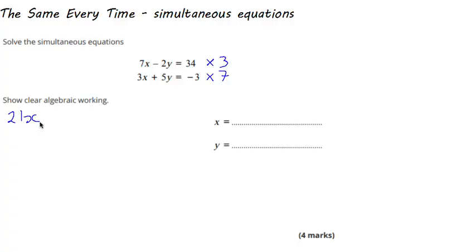21x. Then be a little bit careful. Negative 2 times 3 will give me negative 6y. And then 34 times 3, if you want to reach for your calculator for some of these, that's no problem. We just can't use the equation solving functions on the calculator for this question. 3x times 7 will give me 21x. Plus 5 times 7, plus 35y. And then I've got negative 3 times 7, negative 21.